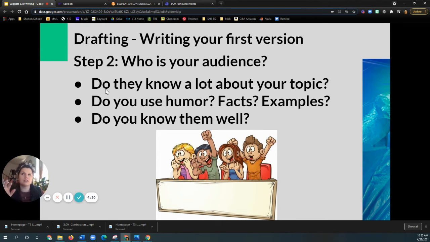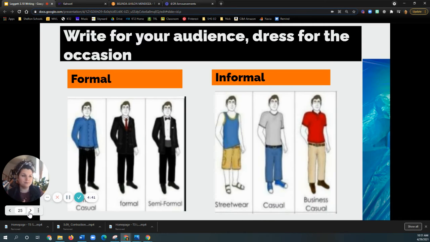So is the person that you're writing for, do they know a lot about your topic? Do they like humor? Or do they like facts? Do they like longer examples? And how well do you know them? So these are certain questions that you can ask to help you determine whether or not it's formal or informal.